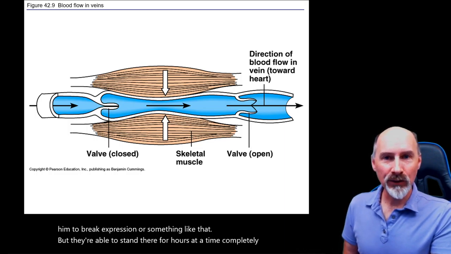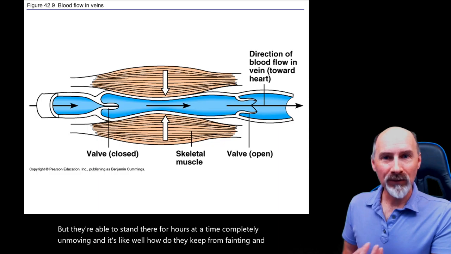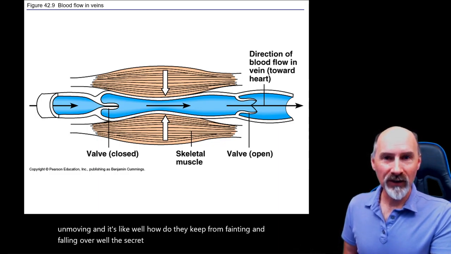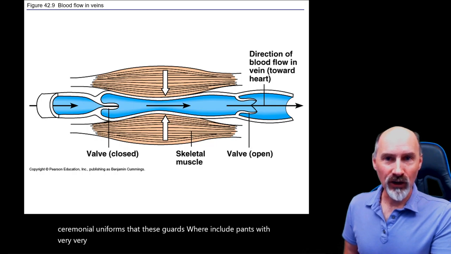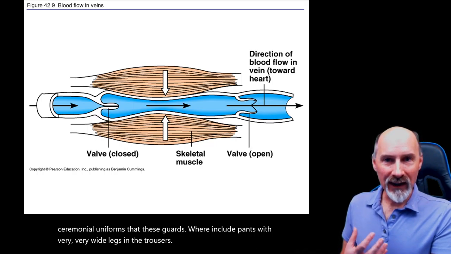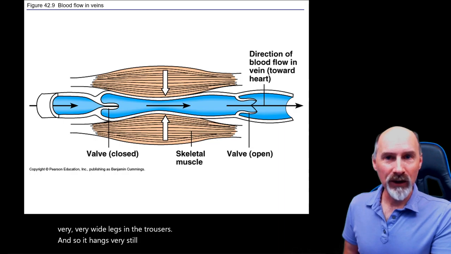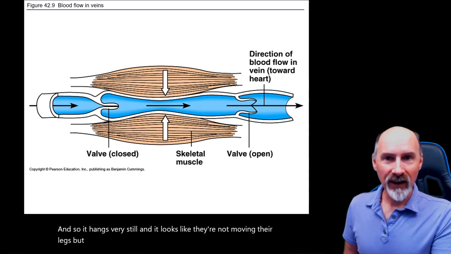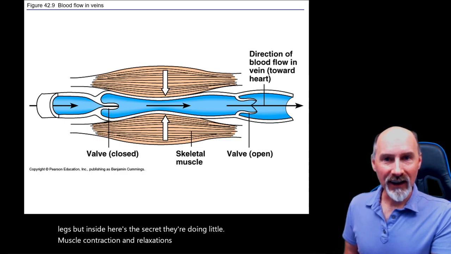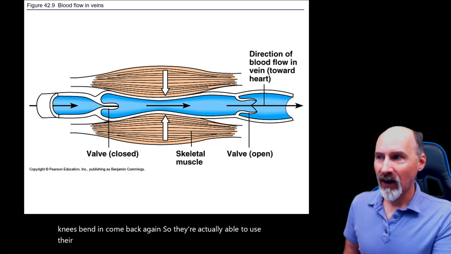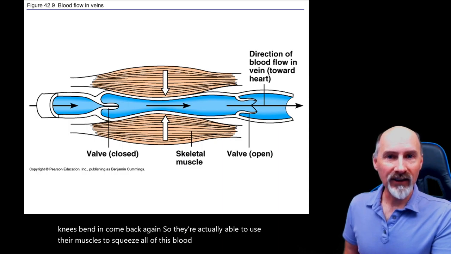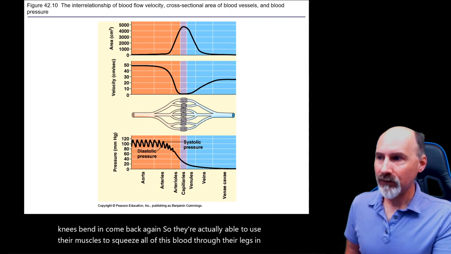And it's like, well, how do they keep from fainting and falling over? Well, the secret is actually in their uniforms. The ceremonial uniforms that these guards wear include pants with very, very wide legs in the trousers. And so it hangs very still, and it looks like they're not moving their legs, but inside, here's the secret. They're doing little muscle contractions and relaxations, and they're slightly letting their knees bend and come back again. So they're actually able to use their muscles to squeeze all of this blood through their legs and maintain proper blood flow. All right.